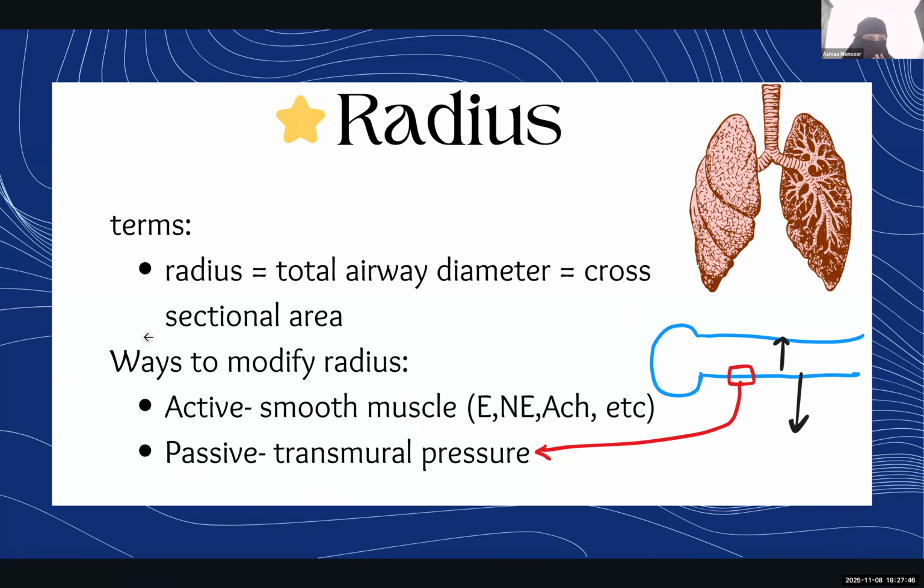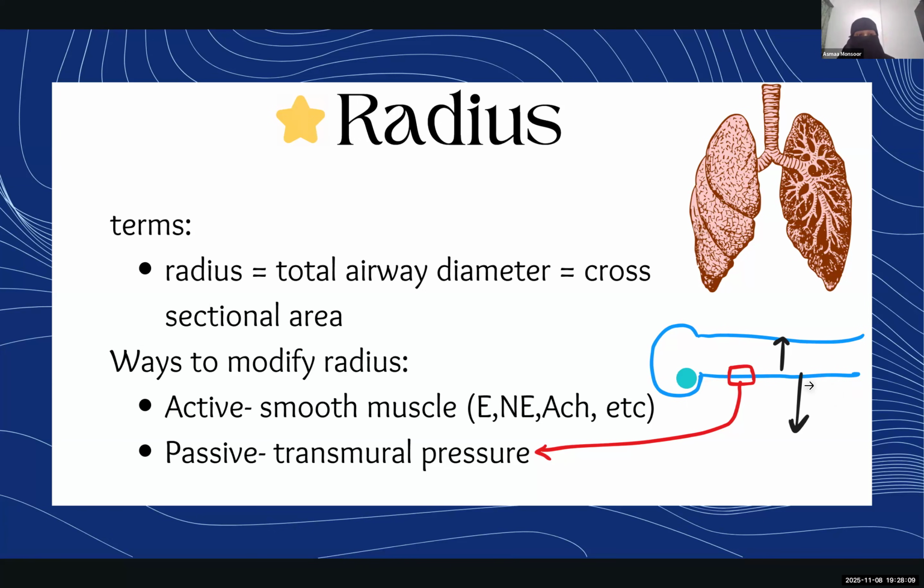Yes, Noor, you're right, absolutely. I was coming to that. Okay, let me just explain transmural pressure right now. So now, talking about transmural pressure, it's the pressure across the walls of the bronchi. For example, you can see over here, this is the bronchi's wall, bronchiole. Let me just call it airway, okay? This is the wall of the airway.